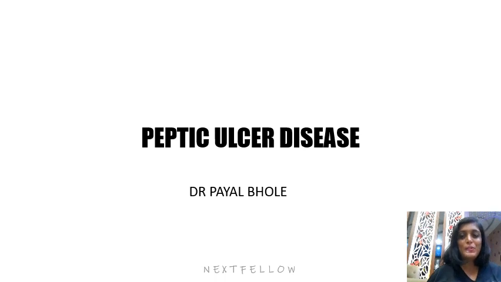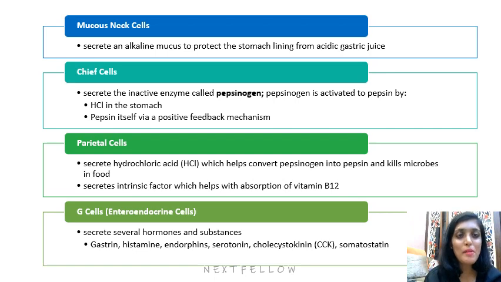Today I'll be talking about peptic ulcer disease. It is very important to know what cells of the stomach secrete what type of hormones. So there are mucus cells which secrete alkaline mucus to protect the stomach lining from acid gastric juice.